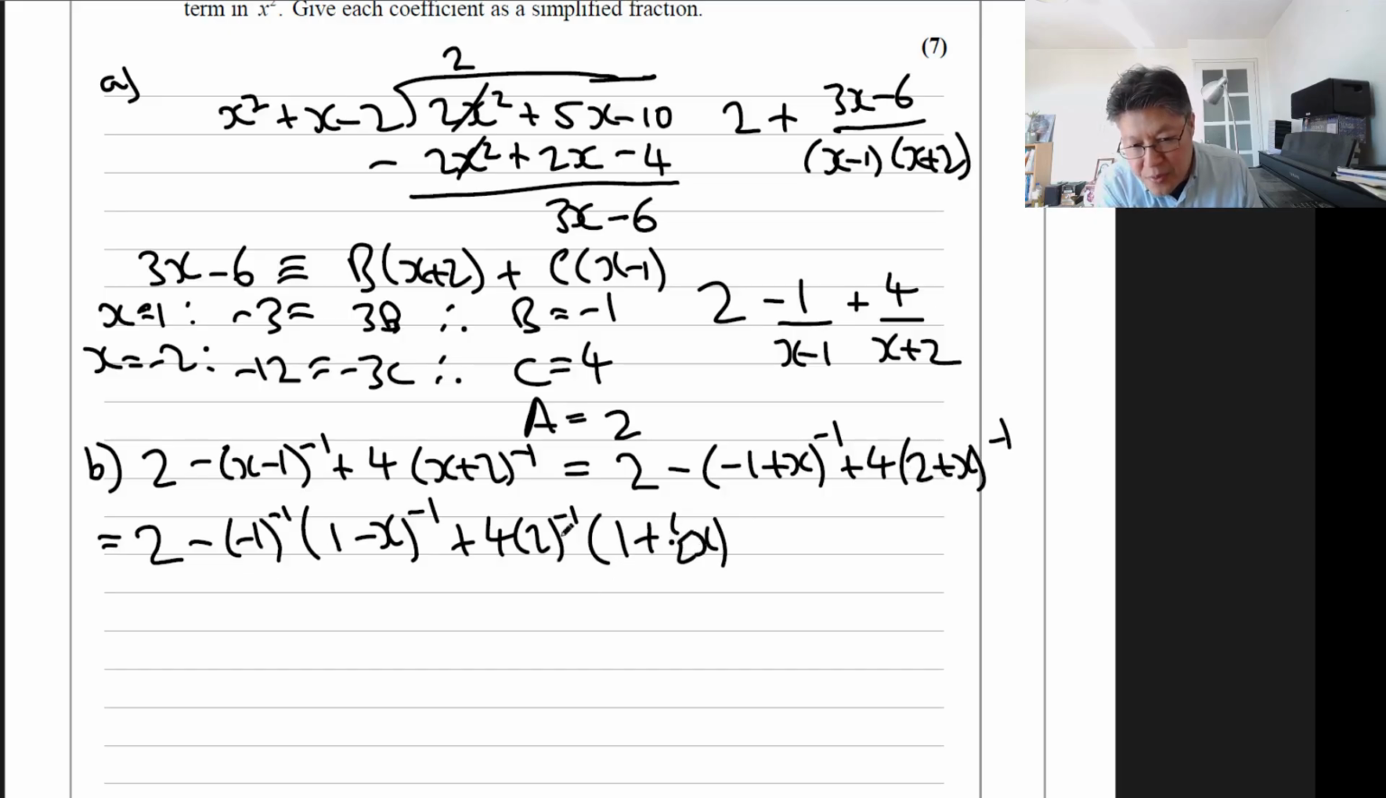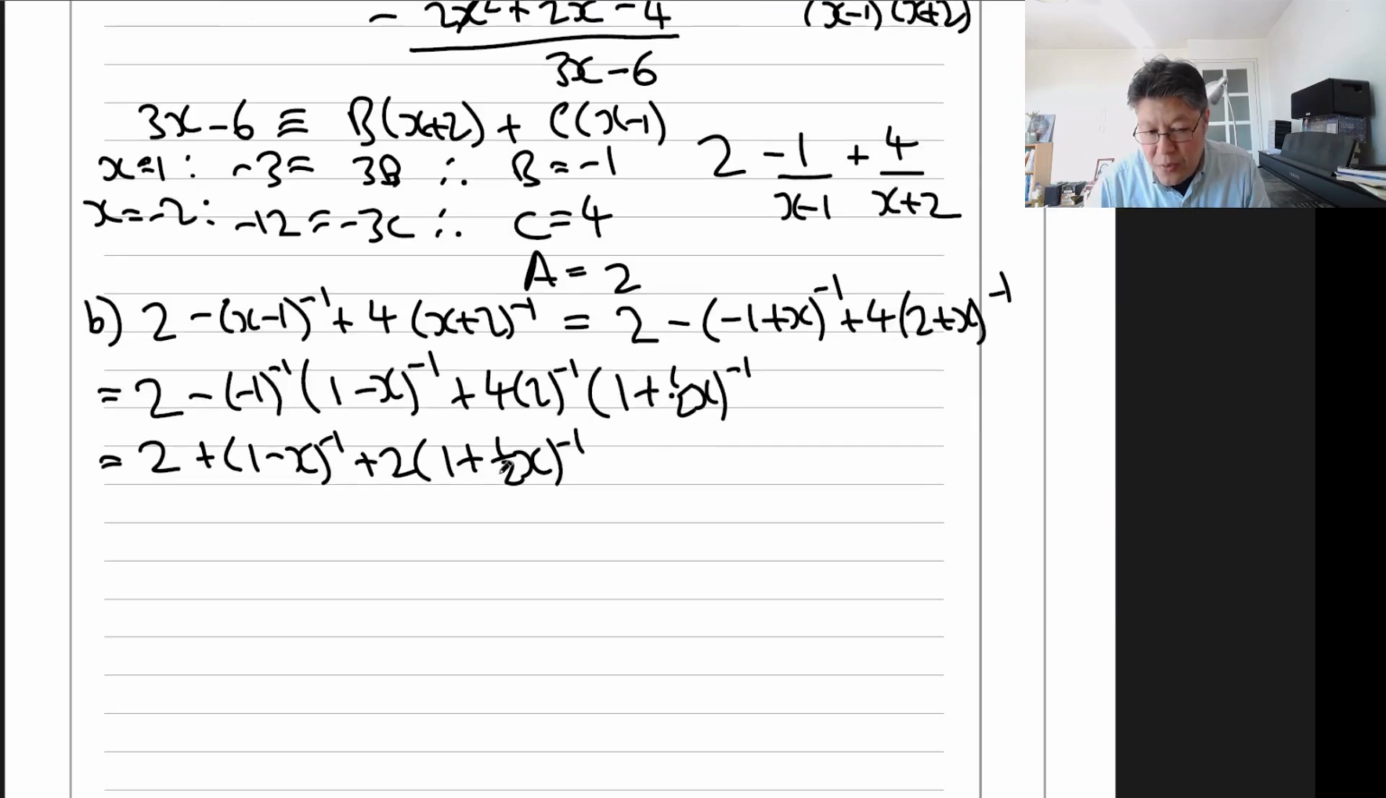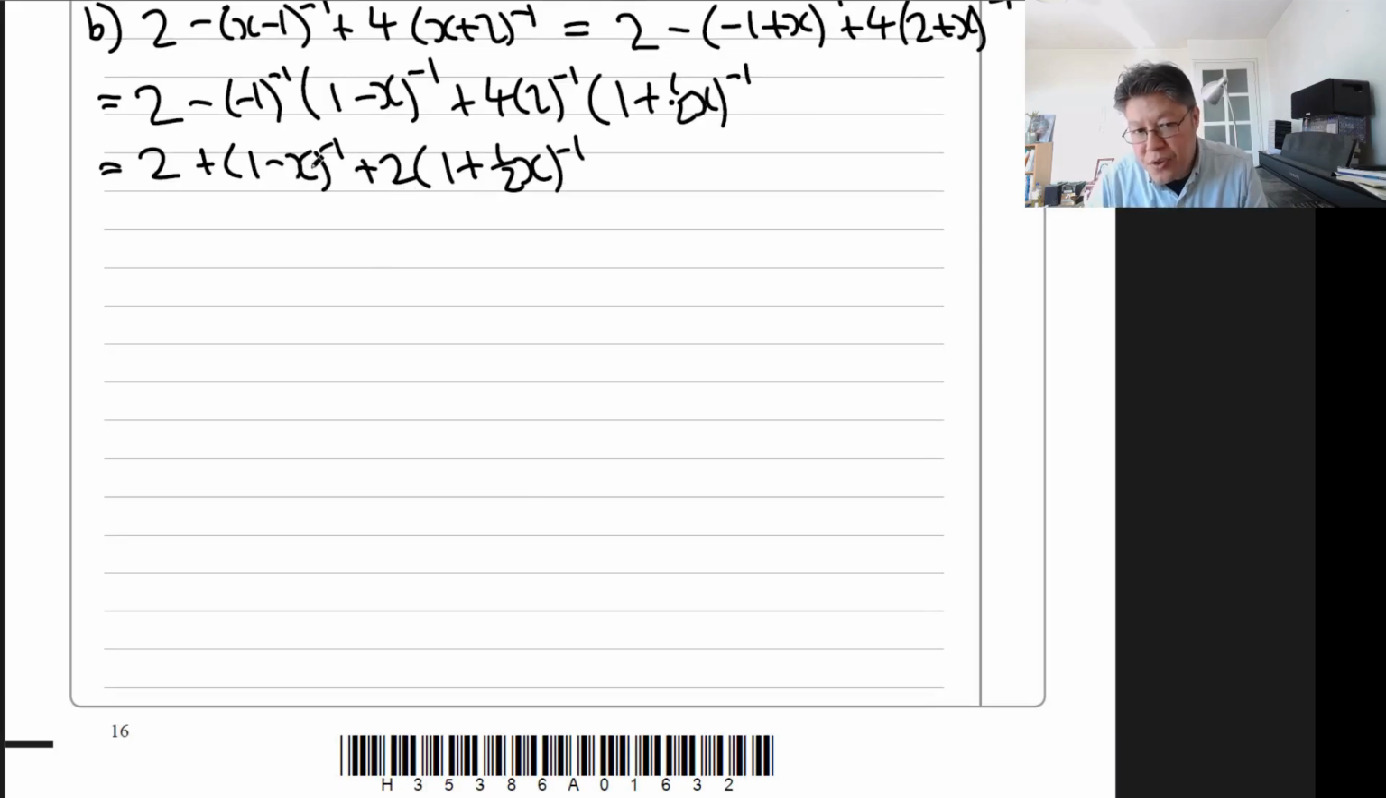And lastly, just before we do the expansion, we'll just simplify this one more time. We get 2. Overall, that's a -1, so this is a plus 1. (1 minus x) to the -1. And 2 to the -1 is a half, so 4 times a half is a 2. So that's 2(1 plus half x), and there's a -1 here and a -1 there. So we're going to do the binomial expansion on each of these separately up to the x squared term.